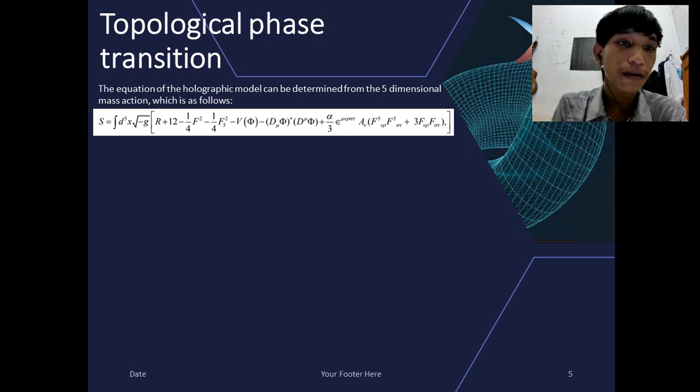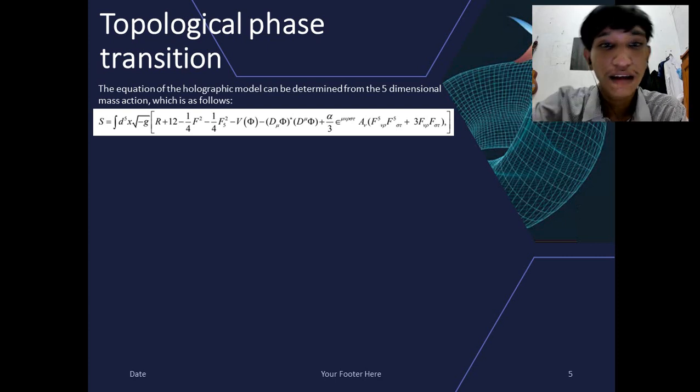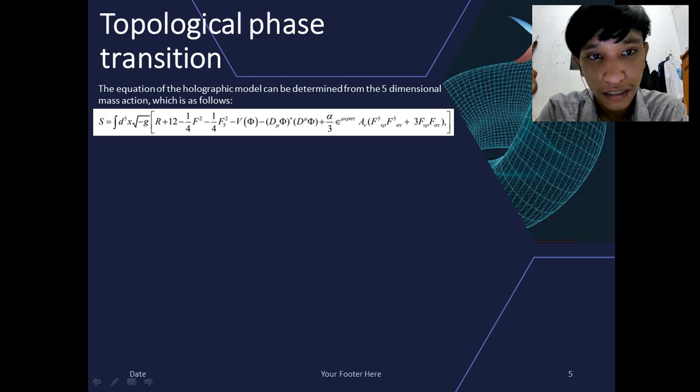After that, I want to tell about the theoretical basics of my paper. The first one is the topological phase transitions. The equations of the holographic model can be determined from the Einstein five-dimensional massive action. You can see more of the symbols for the equations.